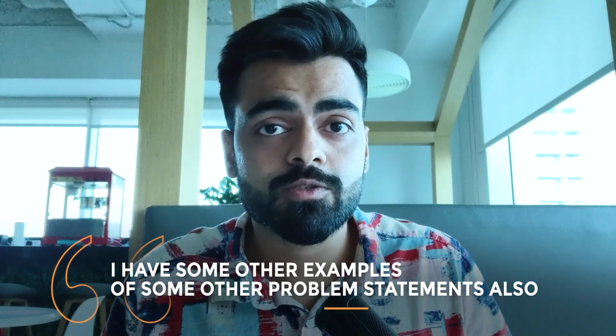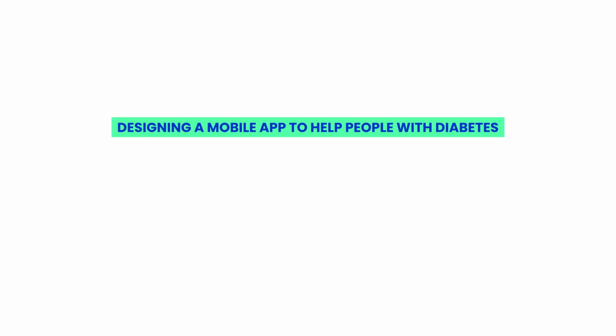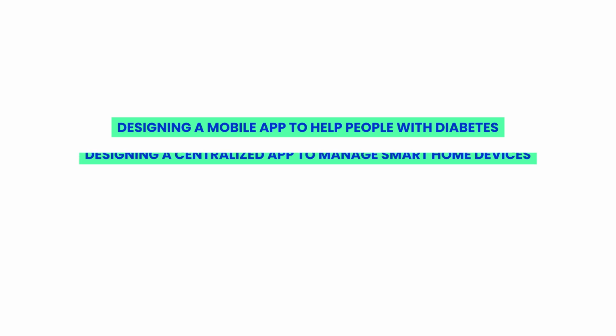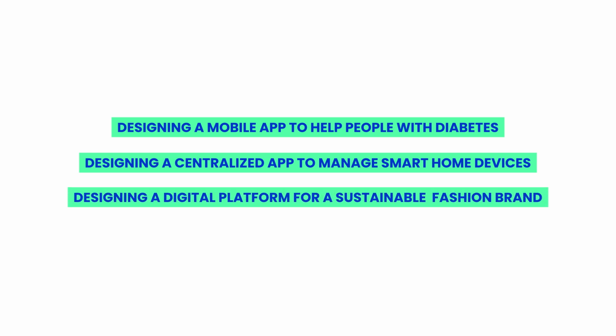Along with this, if you want to practice more about stakeholder mapping, I have some other example problem statements also. I can discuss them over here, or you can just find them in the description. Some of them can be that you are designing a mobile app to help people with diabetes manage their condition effectively, or you are designing a centralized app to manage smart home devices like light, thermostat and security camera. Another scenario can be you are designing a digital platform for a sustainable fashion brand to connect consumers with ethically made clothing. You see, these are some of the other problem statements for which you can start with the stakeholder mapping. The steps are very clear.